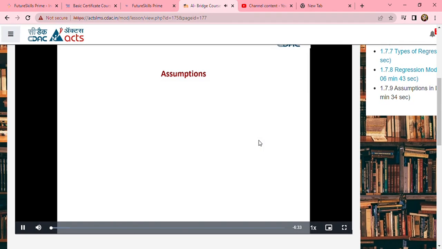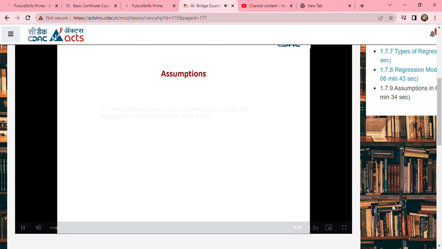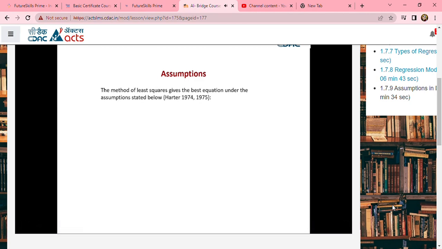In the last session, we discussed what simple linear regression is and the analytical framework behind the simple linear regression model. In this session, we are going to talk about the assumptions of simple linear regression. It follows the least squares method to find the best fit line passing through the data points on the x-axis and y-axis.